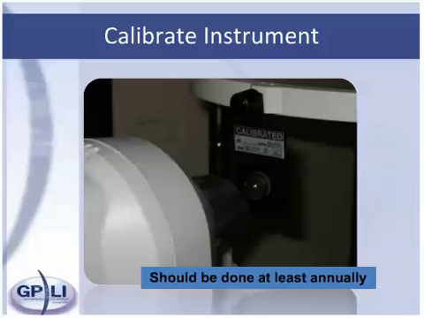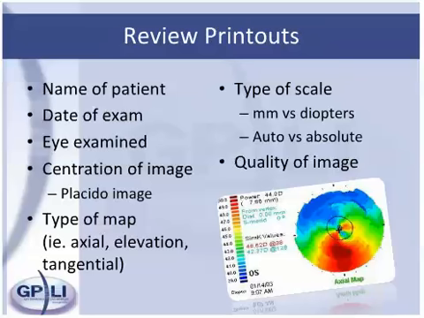Instrument calibration should happen at least once a year. It is also important to review the printouts once a topography has been done. Make sure that it is the correct patient, the date of exam, and the eye examined. The image should be centered, and you should understand the type of map that you're looking at. Make sure you know which scale is being used, millimeters versus diopters, auto scale versus absolute scale, and check for the quality of image acquired.